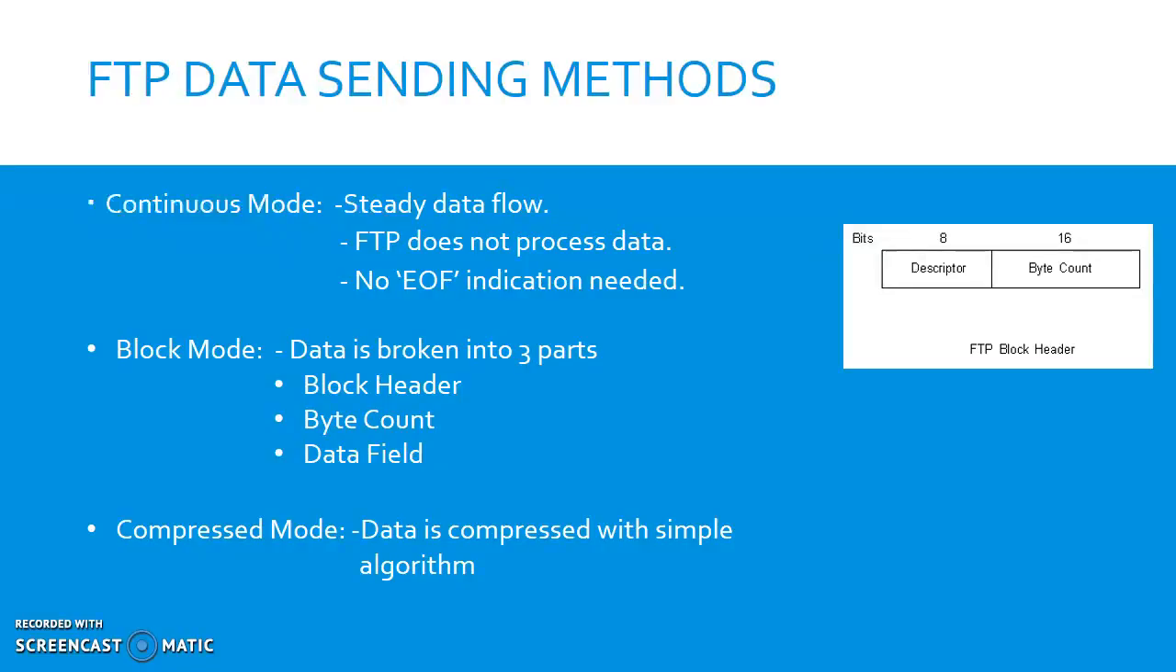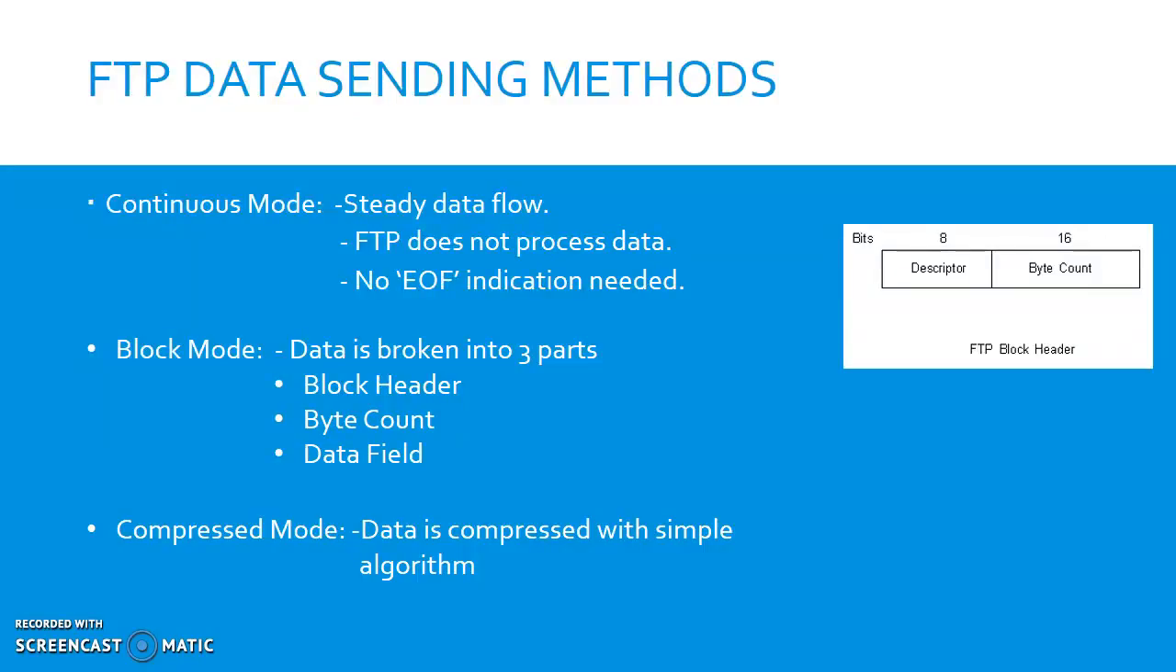The first mode, continuous mode, is a steady, continuous stream of data being sent through the network. This benefits FTP as it does not have to actually process the data. Rather, the TCP does all of the processing. Also, this type of transfer does not need an end-of-file indicator unless the data is divided into records.